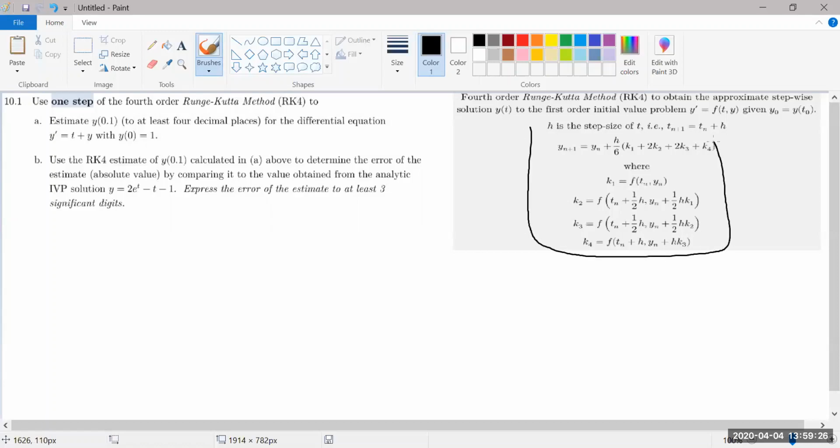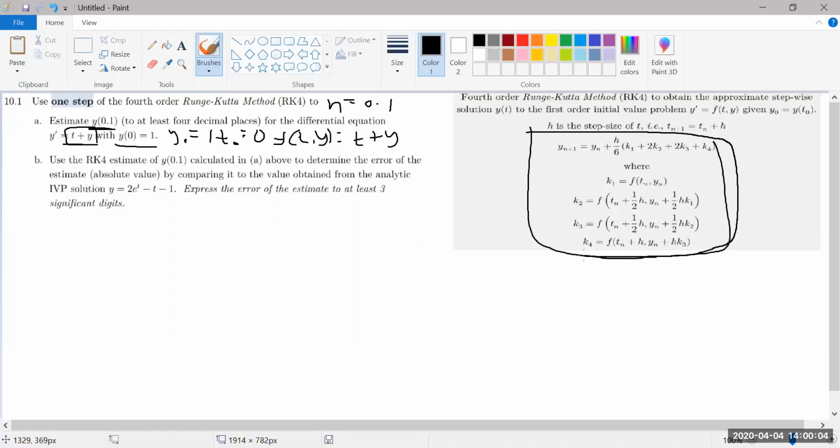So our h is going to be equal to 0.1 because that's what we're evaluating the function at. Our y sub 0 is going to be equal to 1 because we're told that. Our t sub 0 is going to be equal to 0, and then our function of t and y is going to be t plus y, because that is the function that we're given to evaluate. Okay, and now we're going to use this chart over here to solve this ODE.